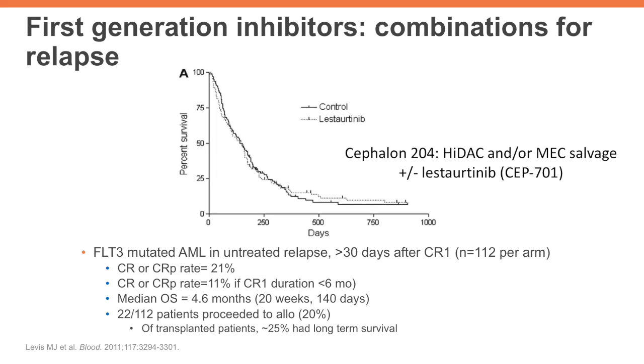We do have data on first-generation FLT3 inhibitors, not so much as single agents, but in combinations, and initially the data were quite disappointing because the addition of this FLT3 inhibitor, lestaurtinib, which was a multi-kinase inhibitor, to salvage chemotherapy failed to improve the survival of patients treated for first relapse with either high-dose Ara-C or mitoxantrone, etoposide, and intermediate-dose Ara-C. As you see, the median survival of these patients was quite short, less than 5 months, and relatively few patients proceeded to transplant, which is the only known cure for this population.